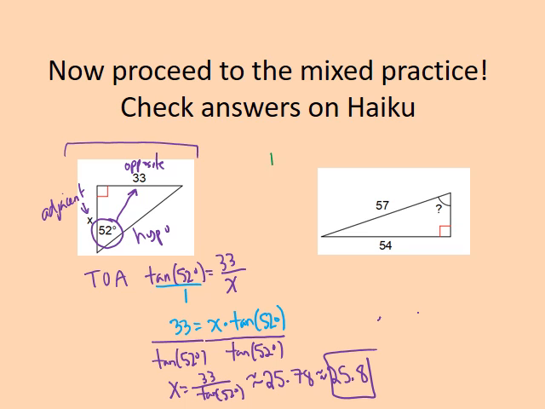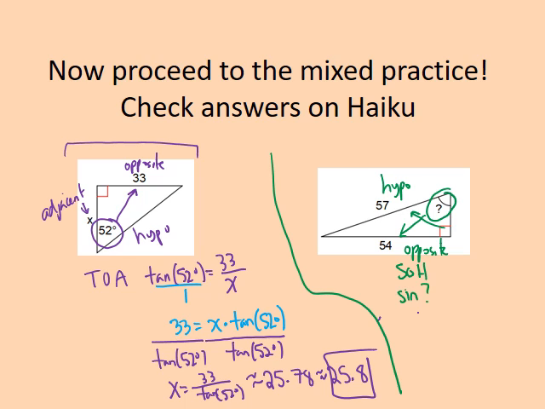Okay, now this problem right here, we're not looking for a side, we're looking for an angle. Now in reference to this angle, we have the opposite, we also have the hypotenuse. So the ratio that uses opposite and hypotenuse is sine. So the sine of question mark equals opposite, in this case 54, divided by hypotenuse, which is 57.